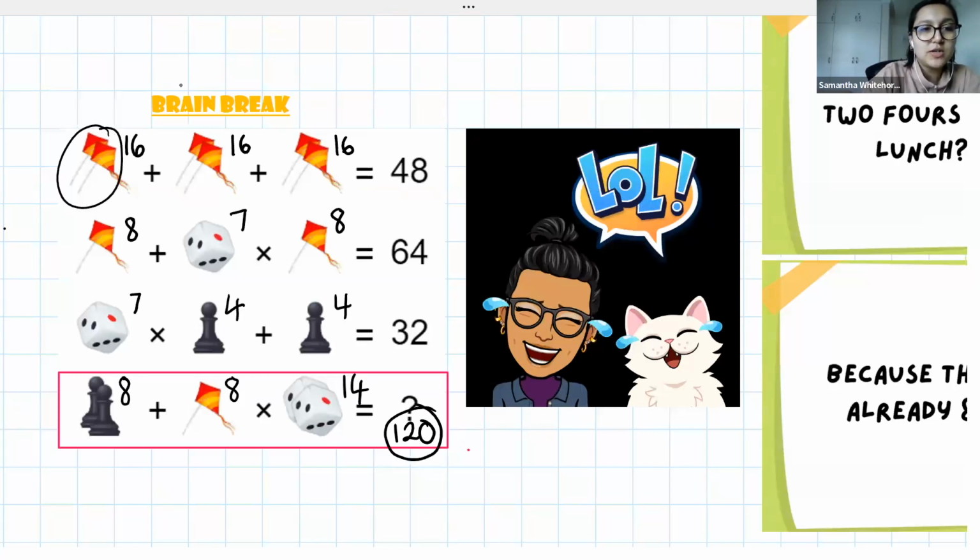So here we had 2 kites, which meant 1 kite was 8. If 2 is 16, 1 is 8. Exactly like what Lwazi said, we had 1 chess piece was 4, so 2 chess pieces is 8.